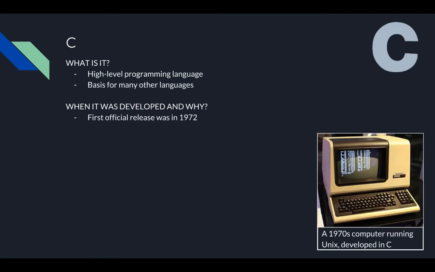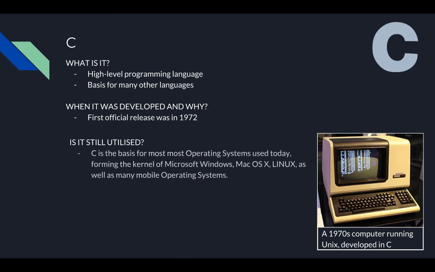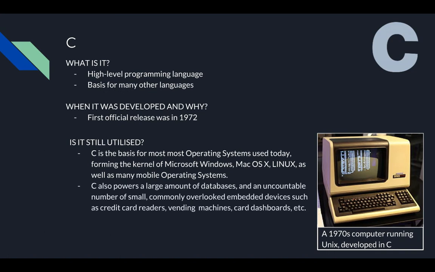So the C language is a high-level programming language that was developed in 1972, and there's an example of one of the machines that it was built on. It's used as the basis for a lot of other languages and components that we know today. It's still utilized because it's the kernel, the core of operating systems such as Windows, Mac OS X, and Linux, and also of a lot of mobile operating systems. C also powers a large amount of databases and an uncountable number of small things that we take for granted, like credit card readers, vending machines, car dashboards, and all sorts of things like that. It's stated by some people that the C language runs the world.